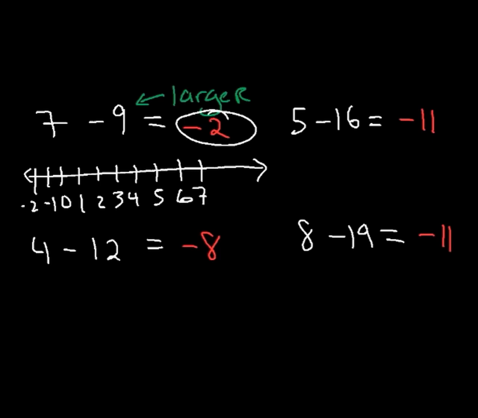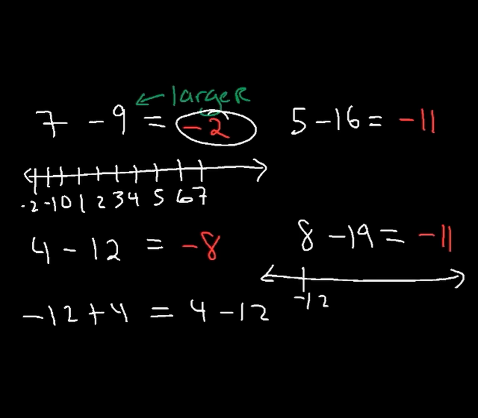So let's use the number line for one more example. Now, let's use it for 4 minus 12. Counting 12 spaces backwards might seem like a long task. You could do it though, but we can also write it as negative 12 plus 4. That's the same as 4 minus 12. So if we start at negative 12 and go 4 units to the right, it's going to be 1, 2, 3, 4. So this is negative 11, negative 10, negative 9, negative 8.